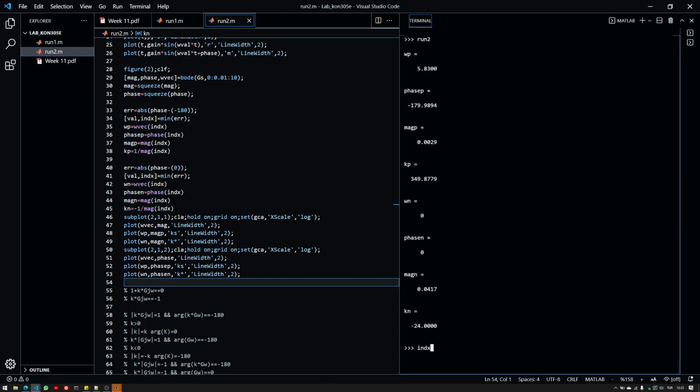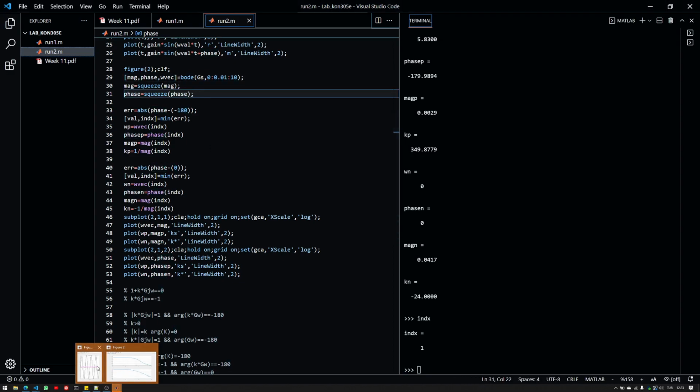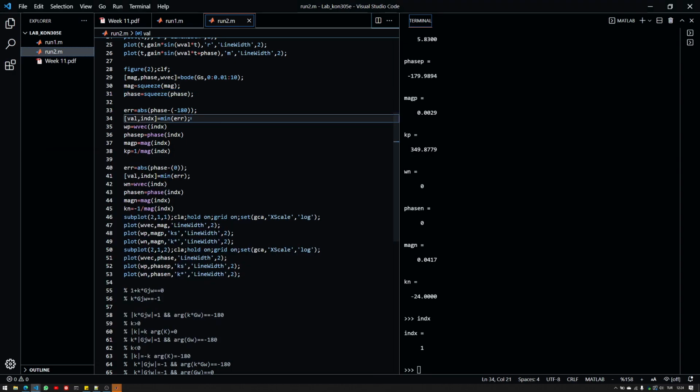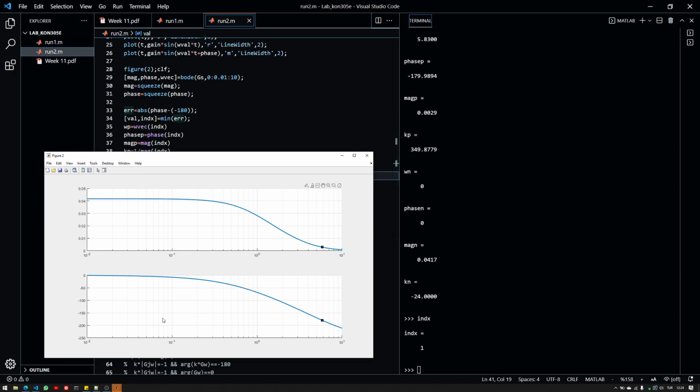Now what is the index? You can see that's basically happening at the first index, because we start with 0. The phase most probably becomes also 0. If you look at the Bode diagram here, you can see that it starts with 0 angle. So we're basically looking at this point. It's not really that necessary to look for the minimum here, but it might be the case that this is relevant, so let's leave it like that.